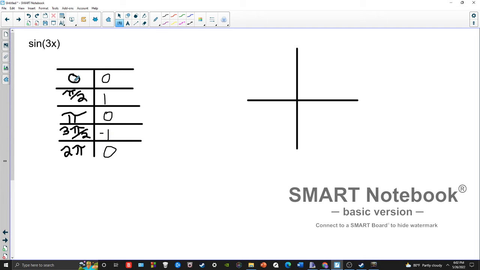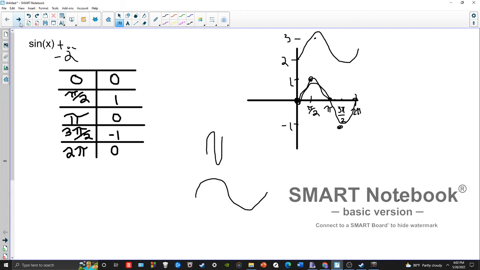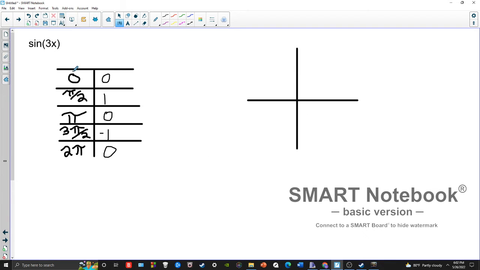I know that if I plug in 0 to normal sine of x, it will get me 0. Or put another way, if I take the sine of 0, I will get a 0. If I take the sine of pi over 2, I will get a 1. If I take the sine of pi, I will get back to 0, and so on and so forth. So my goal is to think about, now that I'm doing something to the theta rather than just having it by itself, what do I need to change about my input to get back to these values here?